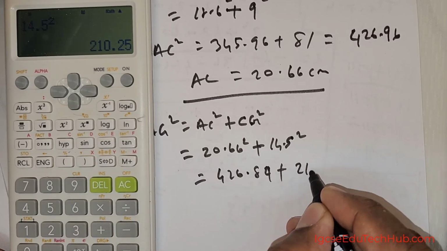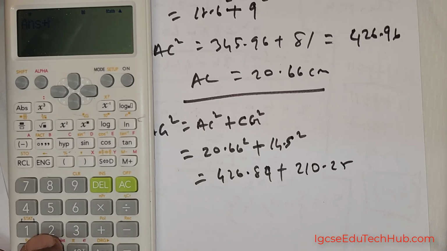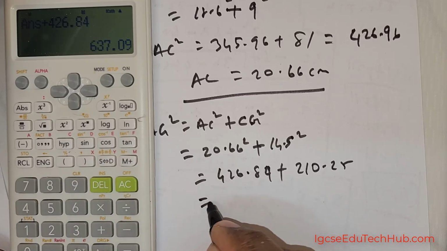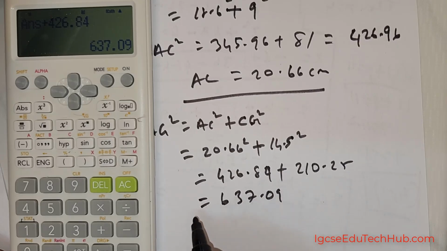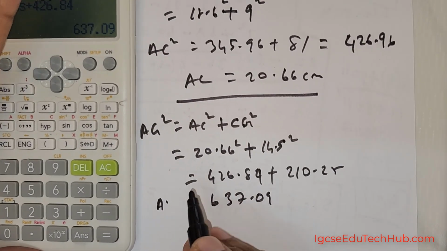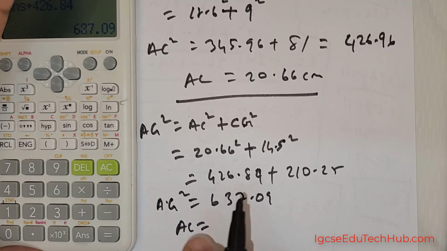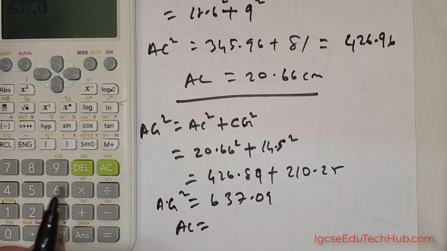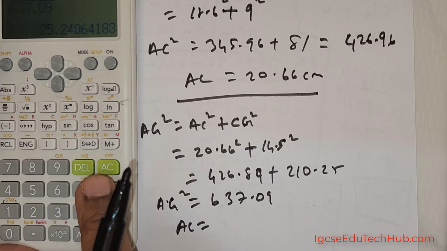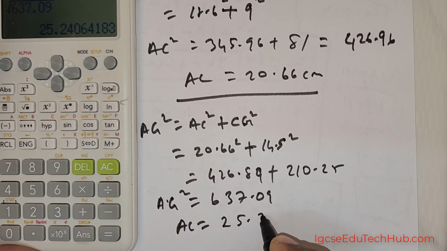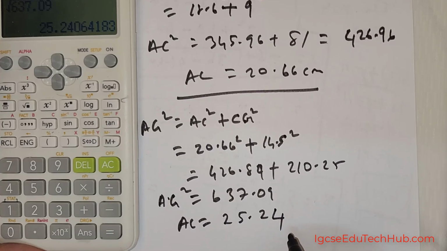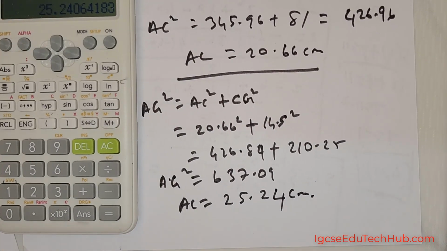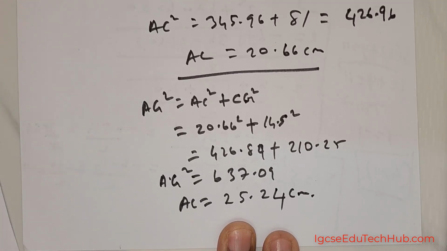14.5 squared is 210.25 plus 426.84. So this is giving me 637.09. This is AG squared. But AG is equal to the square root of 637.09. That is giving me a value of 25.24 cm.